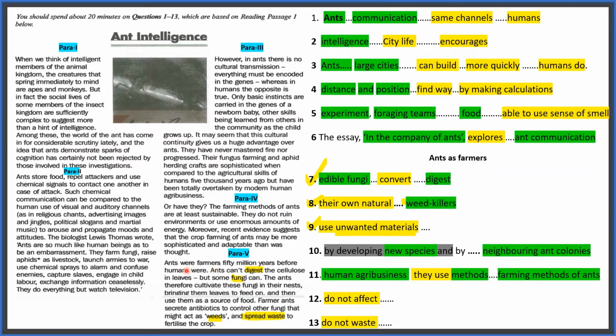The second sentence says, ants can't digest the cellulose in leaves, but some fungi can. The ants therefore cultivate these fungi in their nests, bringing them leaves to feed on, and then use them as a source of food. So from this we understand that the fungi converts cellulose into a form of food that ants can digest. Thus the word cellulose would fit the blank 7.